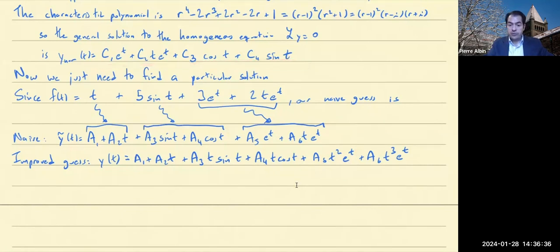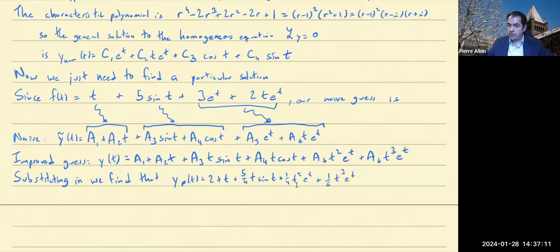So this is our improved guess. And if you substitute in, I'm not going to do the algebra here, but you'll find that 2 plus t plus 5 over 4 t sine t plus 1/4 t squared e to the t plus 1/6 t cubed e to the t works.